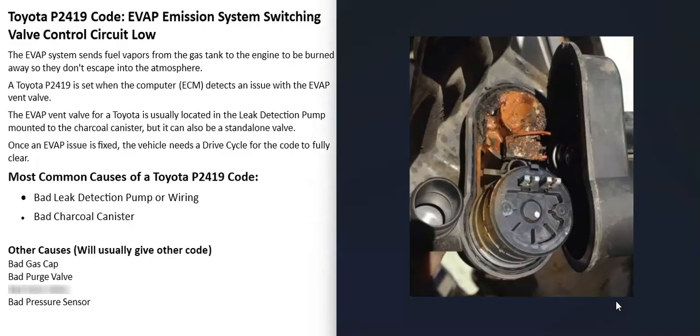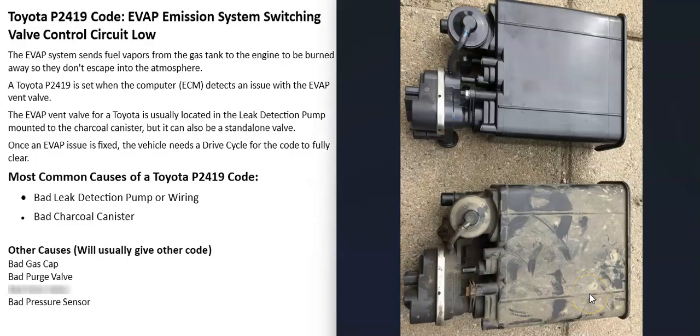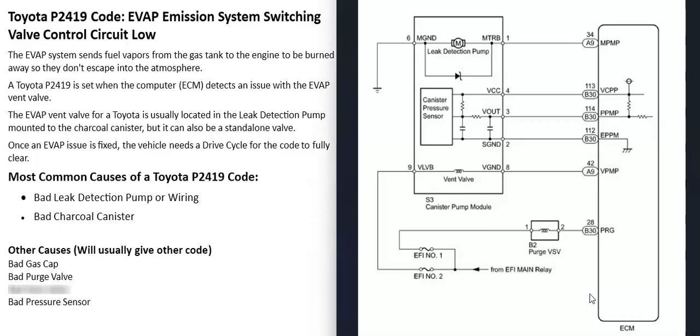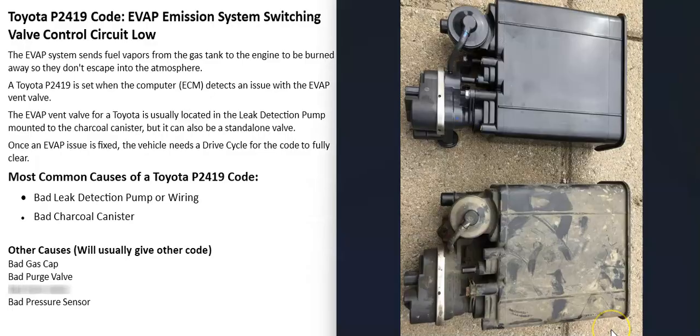Keep in mind this is going to include any wiring going to the leak detection pump or up to the charcoal canister. If there's any problem with the wiring, then that can cause the same problems as a bad component. You can go and get wiring schematics for that particular vehicle and test the wiring, be sure that's good. You can also test for any blown fuses or bad relays. The fuse for the vent valve for Toyota is usually labeled like EFI number 1 or EFI number 2, along with the relay. Although you might need to verify that for the specific Toyota, it is very common for these EVAP components to be on the EFI fuse circuit. But the most common thing that's going to cause a Toyota with the P2419 code is going to be either a bad charcoal canister or a bad leak detection pump.